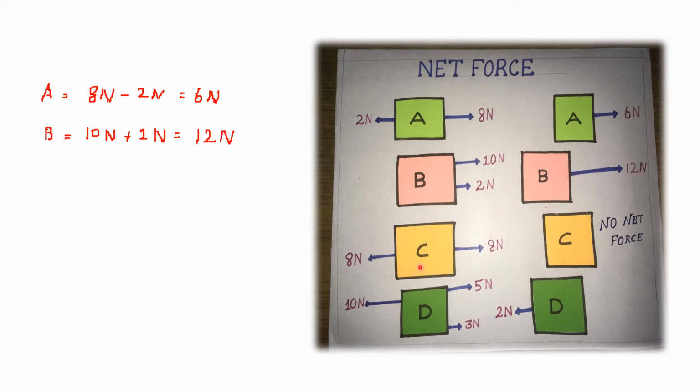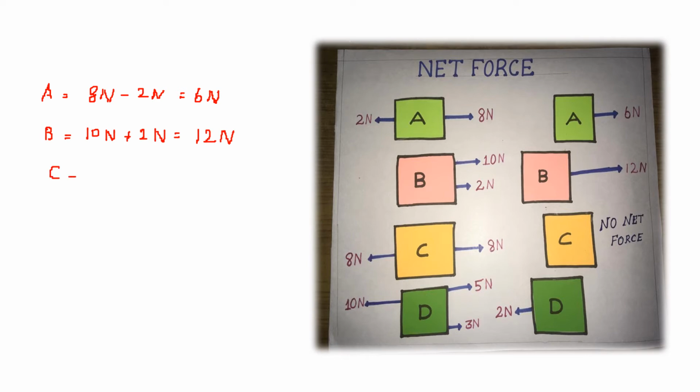You can see that on object C, the forces are acting in opposite directions. But in both directions, it is the same magnitude of force. So what is the result? No net force at all. Because we know if the forces are acting in opposite directions, we are supposed to subtract the values. So let us see the calculation for that.